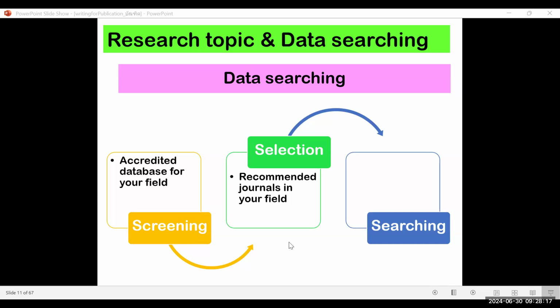There are a lot of databases here suitable for different fields. So you had better first decide which database is supposed to be an accredited one for your field. Start with the screening of that database and that database. A database is somehow like a publisher. There will be different varieties of journal titles in that database by that publisher. You specify which one, select the ones that fit with your field or are recommended for your field, and start searching the data. Right.